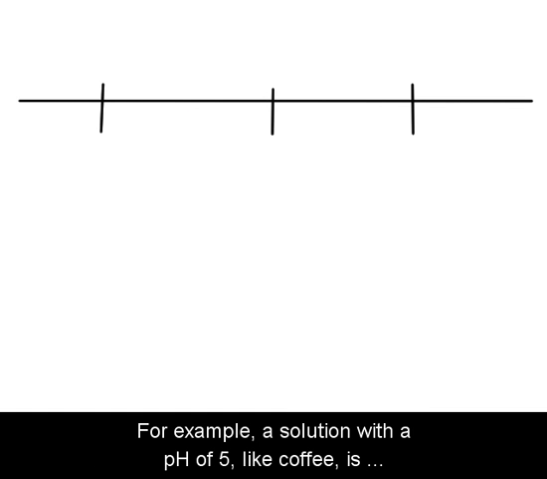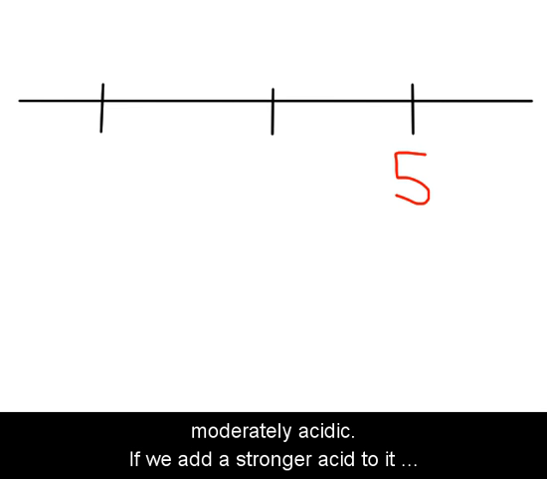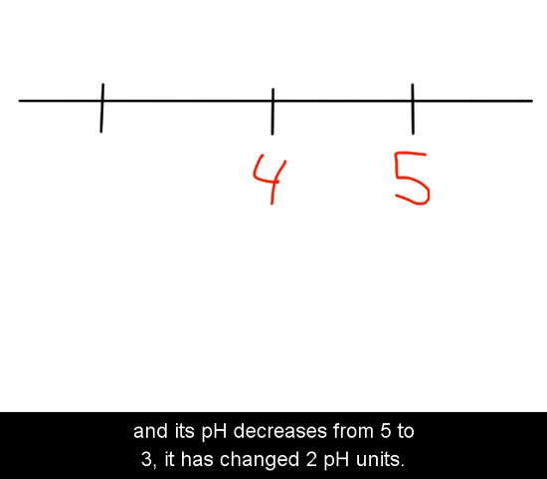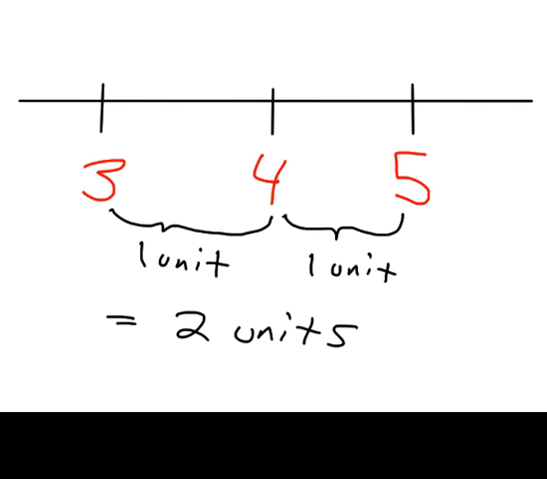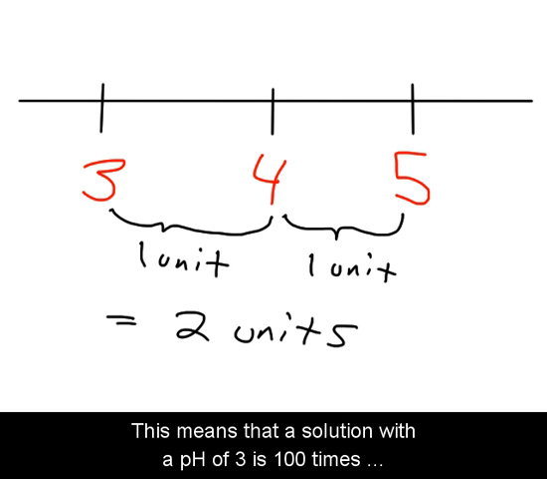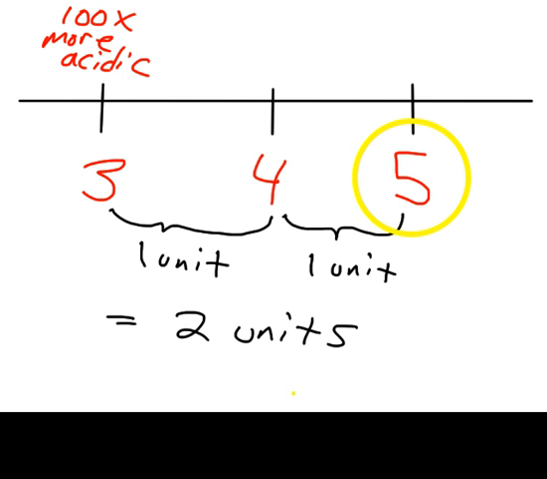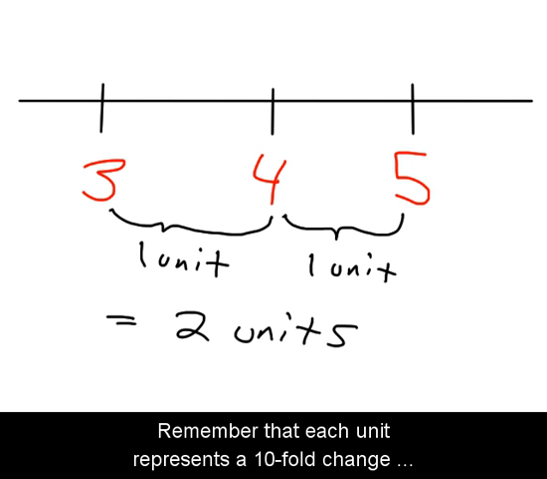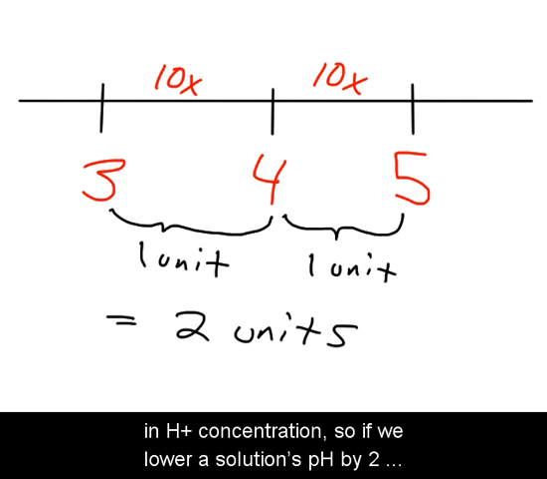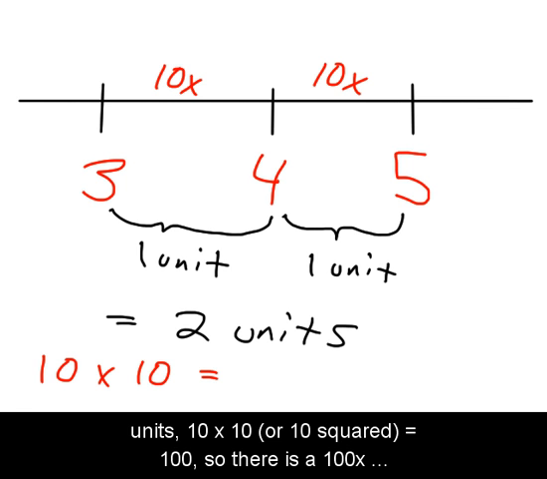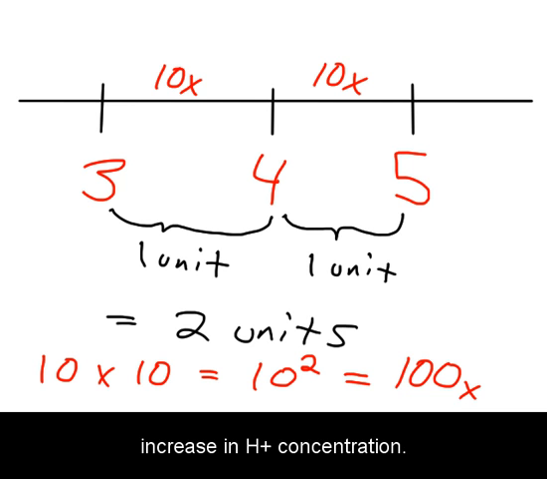For example, a solution with a pH of 5, like coffee, is moderately acidic. If we add a stronger acid to it and its pH decreases from 5 to 3, it has changed 2 pH units. This means that a solution with a pH of 3 is 100 times more acidic than a solution with a pH of 5. Remember that each unit represents a tenfold change in hydrogen ion concentration. So if we lower a solution's pH by 2 units, 10 times 10, or 10 squared, equals 100. So there is a 100 times increase in hydrogen ion concentration.